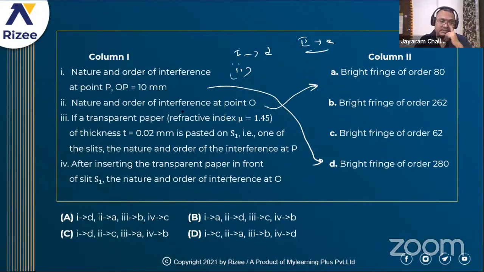In the next case, the thickness when introduced at one side, this is the nature and order of this one. On inserting the transparent paper, he is saying that the third should be related to B, as we have solved, that is 262. Obviously, the fourth can be related to C. So the answer is 1D, 2A, 3B, 4C. That is the best answer.